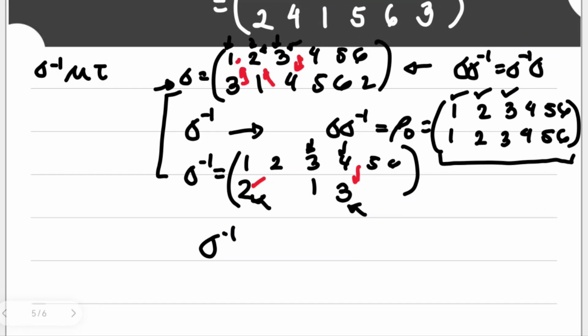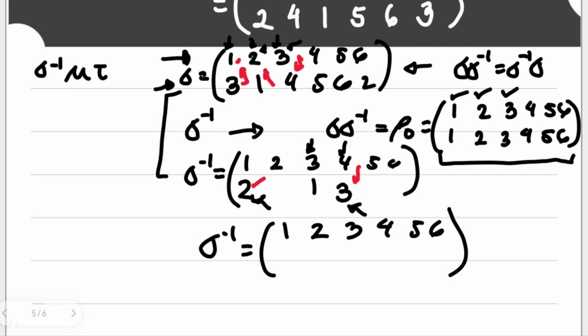For a clearer concern, this is the inverse of sigma, where this is your sigma, 1, 2, 3, 4, 5, and 6. So since 1 is mapped to 3, or you could see here at the bottom where is 1, so 1 should be mapped to 2. Your 2 should be mapped to 6. Your 3 should be mapped to 1. Your 4 here should be mapped to 3. Your 5 is mapped to 4. And your 6 is mapped to 5.